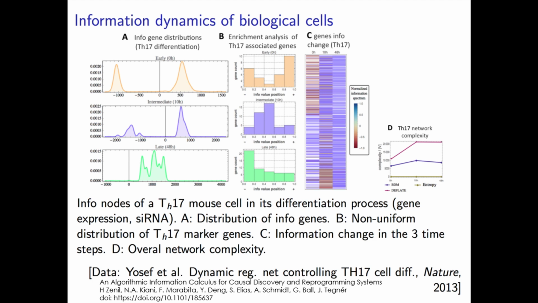This cell was analyzed in detail in a paper published in Nature in 2013, and the data was made available from that source. What we did was exactly what we did for E. coli, but now on 3 networks representing the cell as a dynamical system evolving from a non-differentiated to a differentiated state. You can see on figure A how the algorithmic information of genes distributes and how many of the genes are negative and positive, meaning that they can move the cell towards or away from randomness.